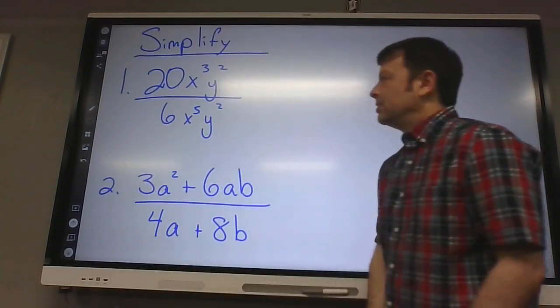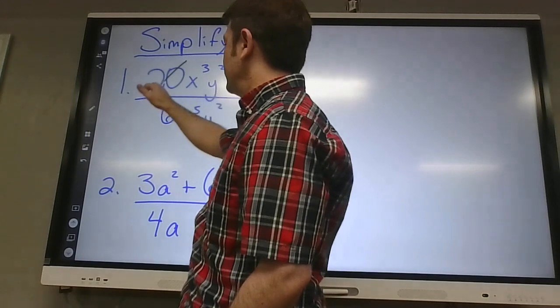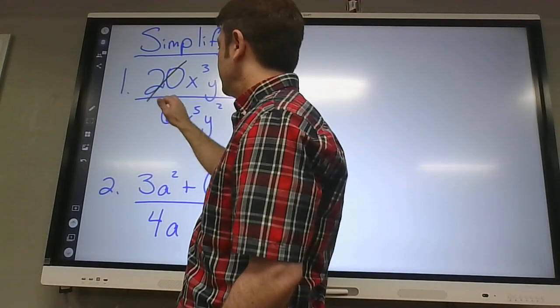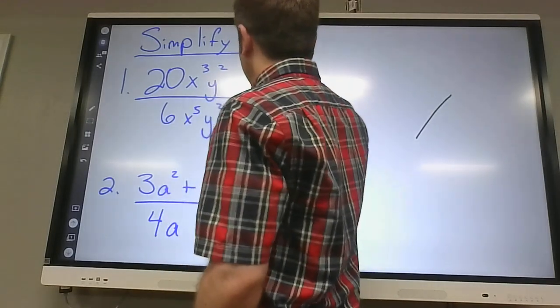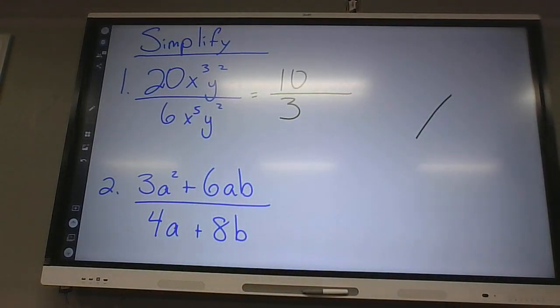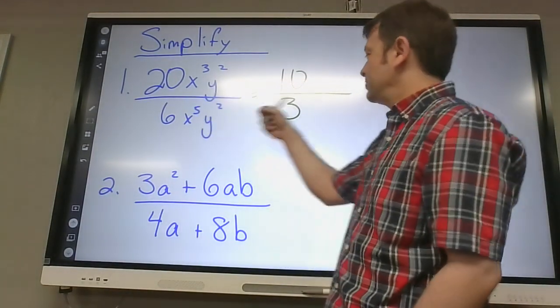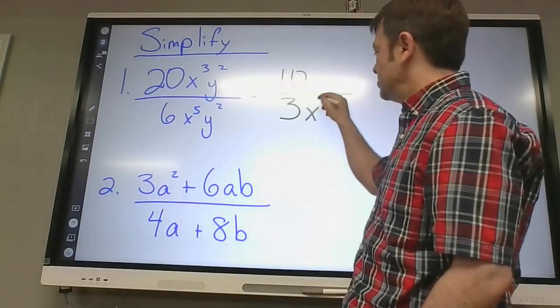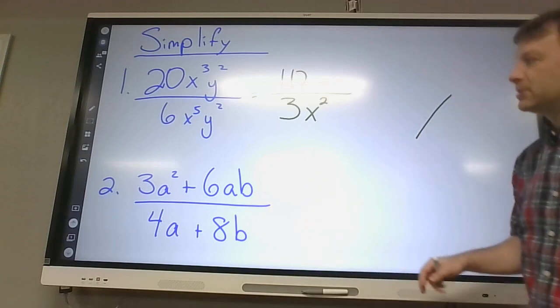Chocolate. Okay, so 20 and 6 are both divisible by two, so I don't like that color. Yeah, it comes out as 10 and 3. Then what do I do with x3 and x5? You take the x3 and you take the other. It's kind of like 3 minus 5 is -2. That just means there's 2 on the bottom. And then the y's. Go.